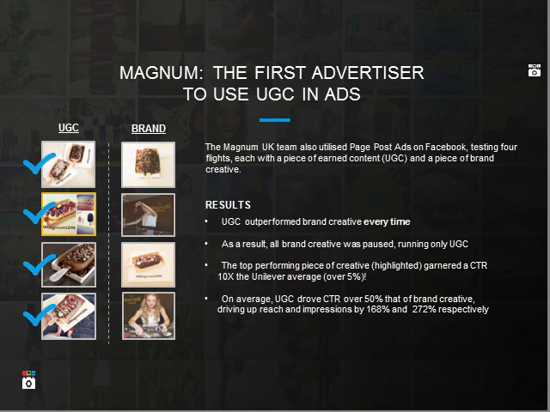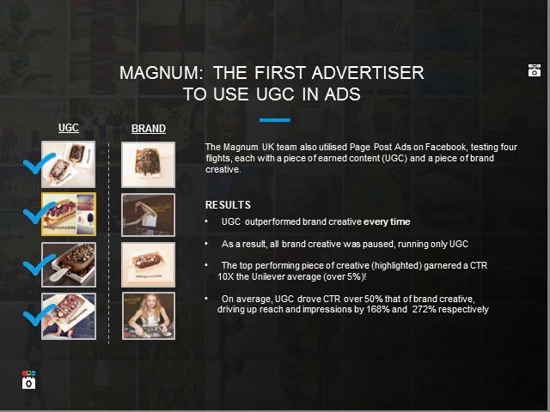So they had a lot of content, and that posed the opportunity for them to test the performance of user-generated Facebook ads versus their own brand creative. And as you can see from this slide, you can certainly see the differences in the creative from a UGC perspective and a brand perspective. These are the real images that they used. And in every instance, I'm happy to report that UGC outperformed brand creative across the board. The top performing piece of content achieved a click-through rate 10 times the Unilever average, which is really significant.